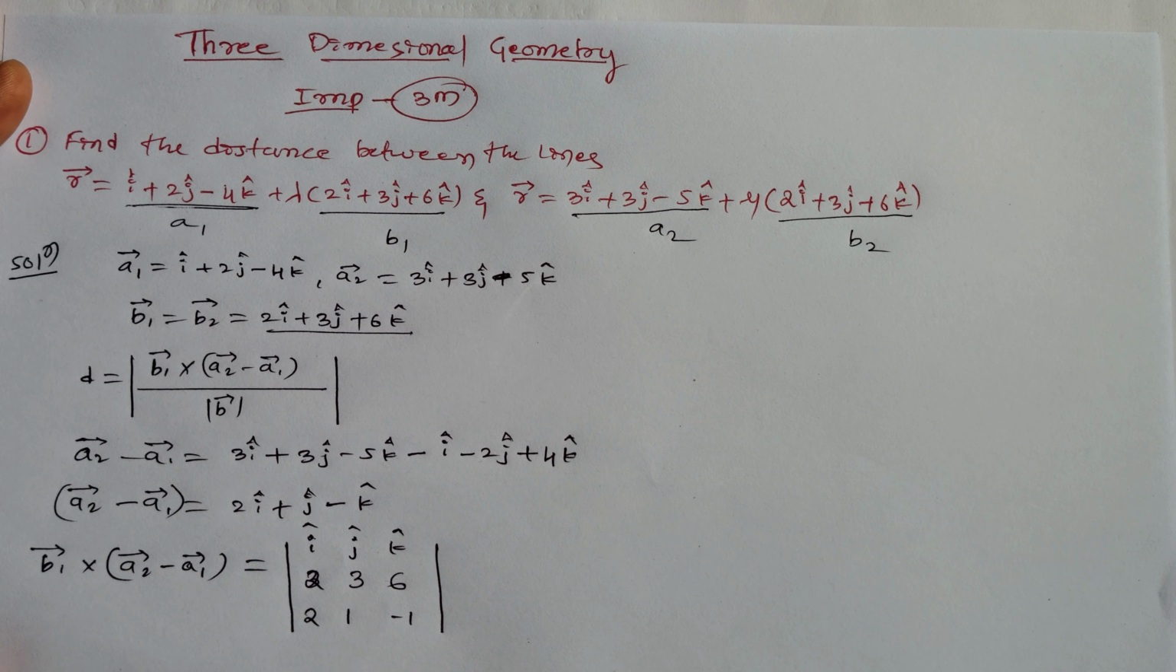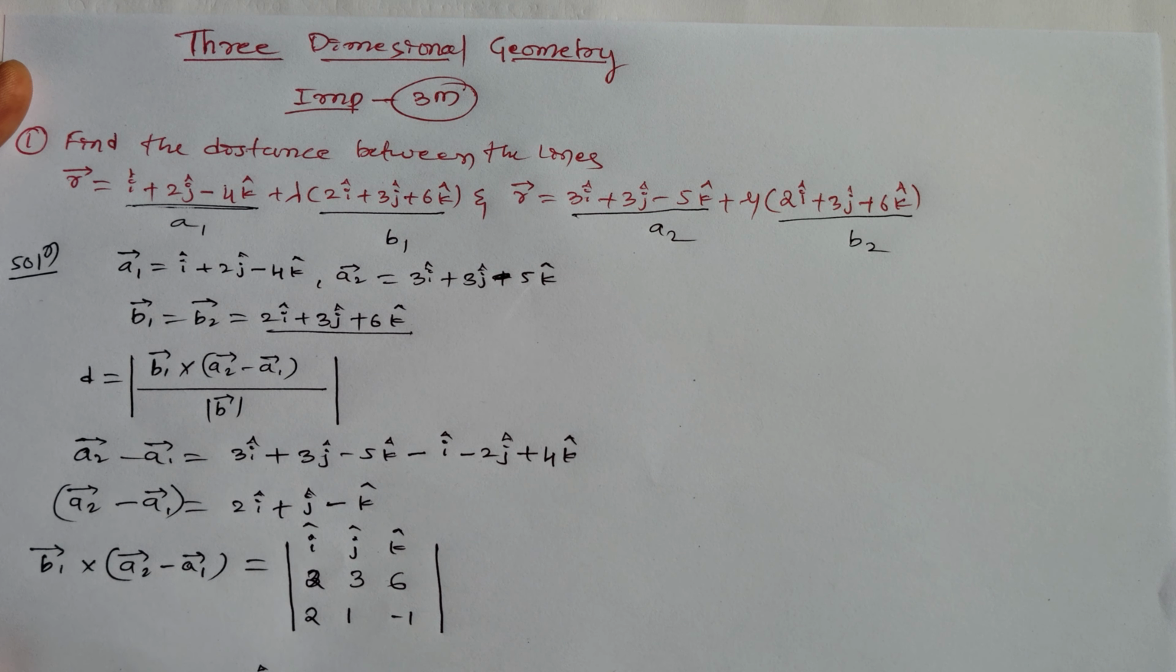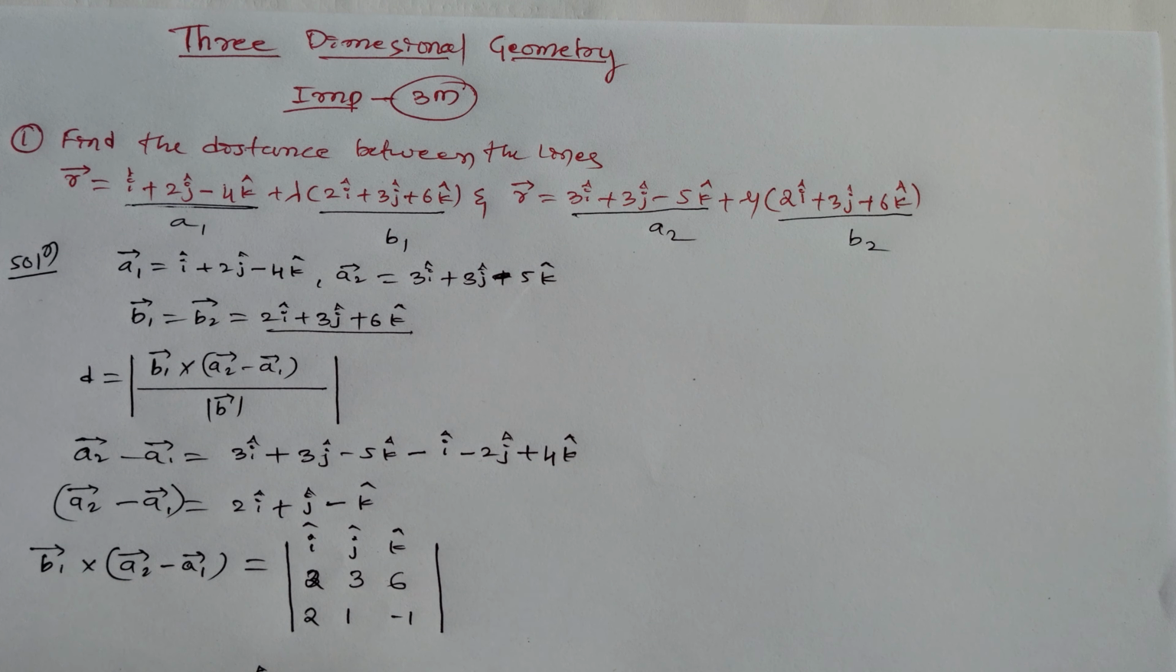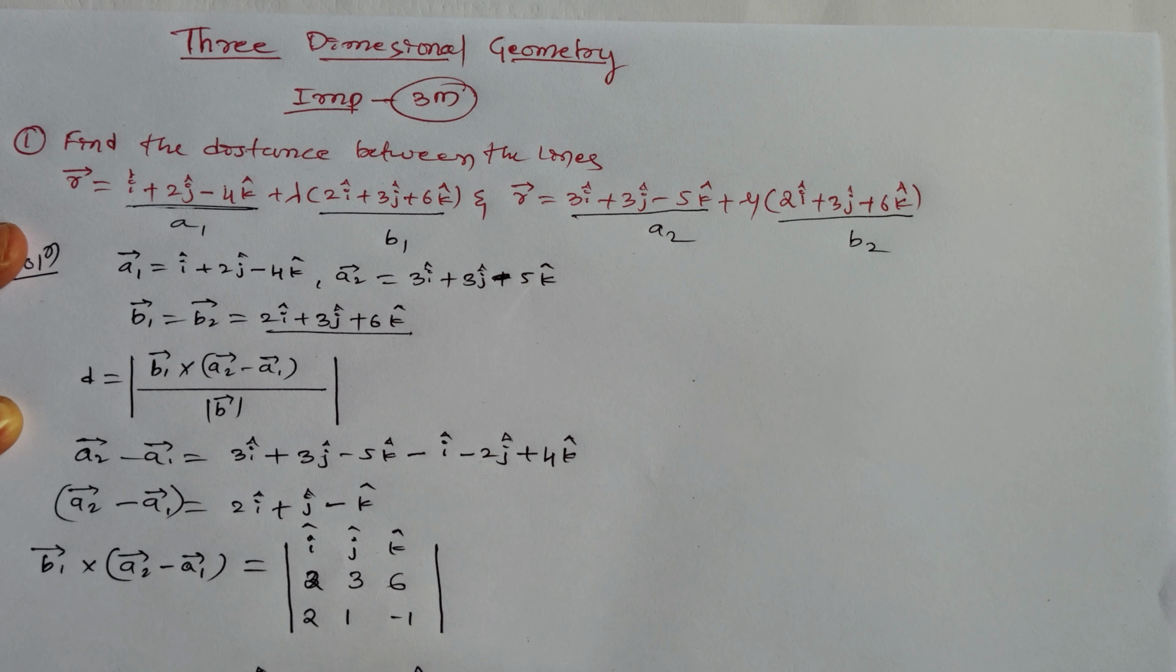That is equal to i cap into minus 3 minus 6, minus j cap into minus 2 minus 12, plus k cap into 2 minus 6. So that is equal to minus 9i plus 14j minus 4k cap.